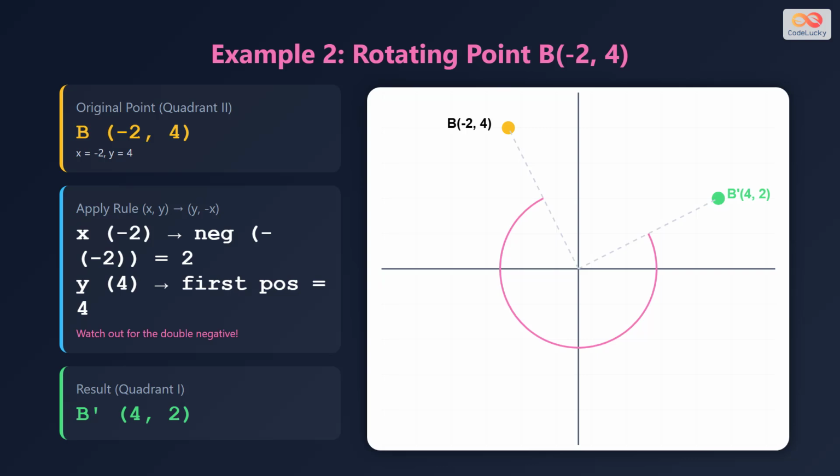What if we start with negative numbers? Let's rotate point B at (-2, 4). First, swap them to get (4, -2). Now, negate the second number. Since it was already -2, it becomes positive 2. The result is (4, 2).